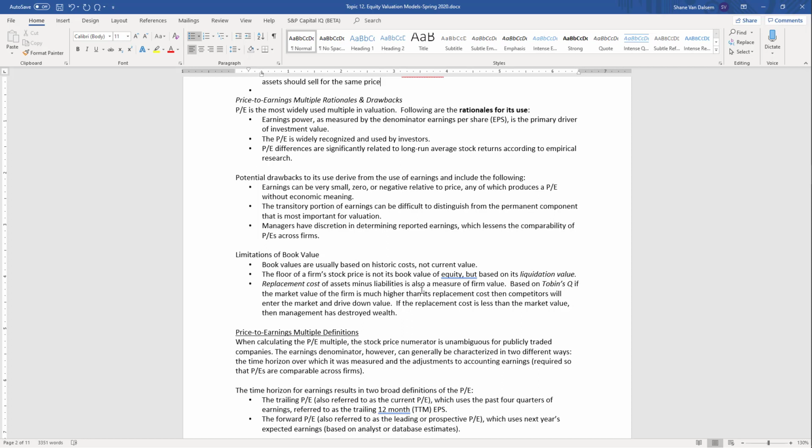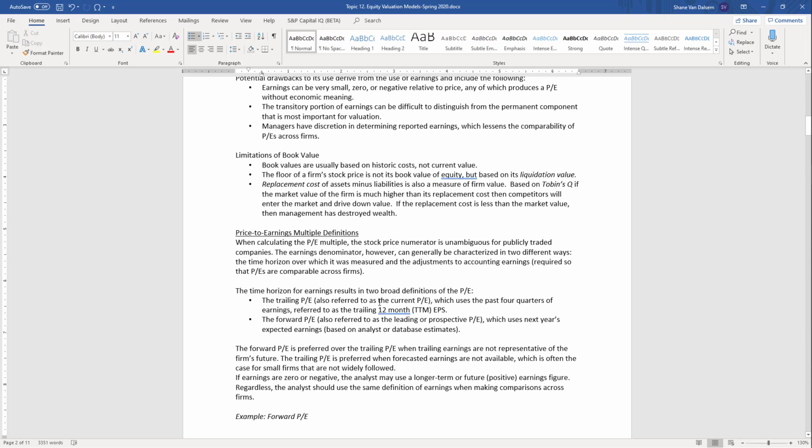So when calculating the PE multiple, the stock price numerator is unambiguous for publicly traded companies. It's the stock price that you look up online. The earnings denominator can generally be characterized in two different ways: the time horizon over which it was measured and the adjustments to accounting earnings required so that PEs are comparable across firms.